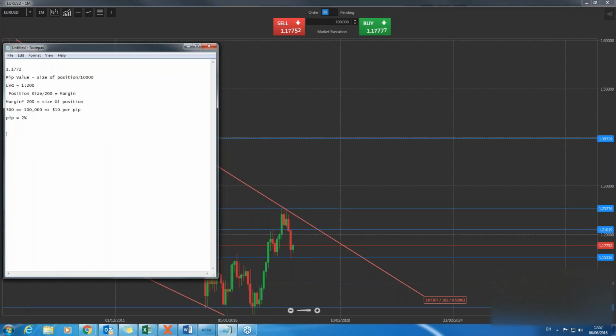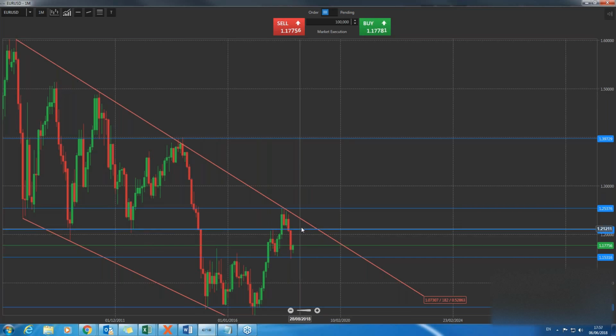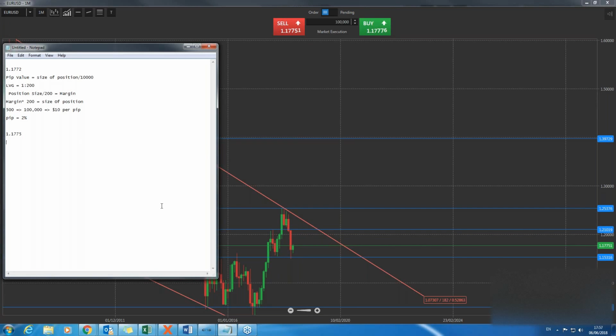So our current price is 1.1775. The closest line to us is the 1.2101. It's above us, and that's the risk we're taking if we take a sell position, a short position. Right now, if it might go up over here, this distance is our risk. Let's calculate it. It might reach 1.2101 before dropping.